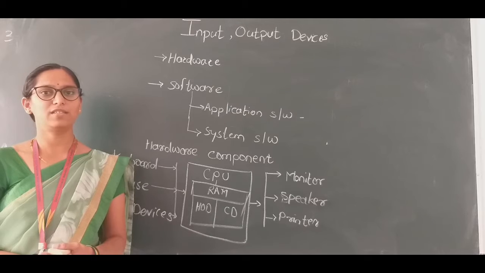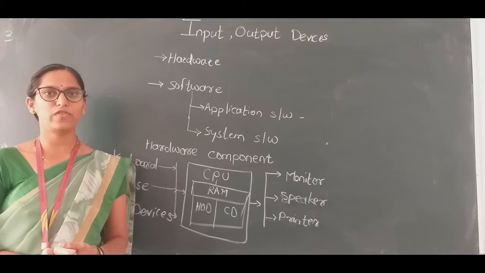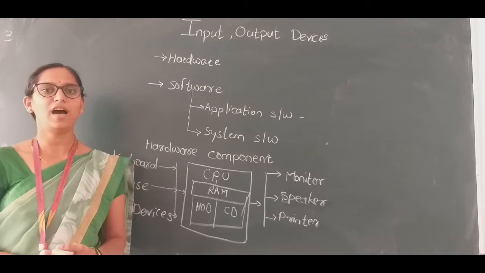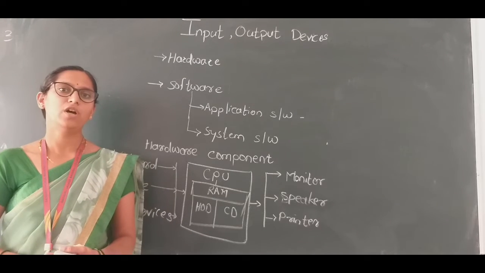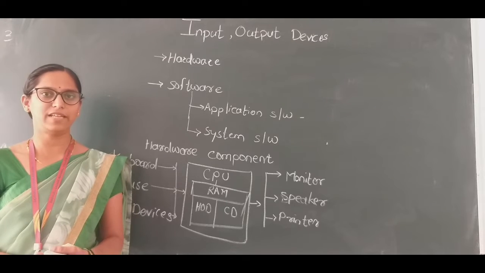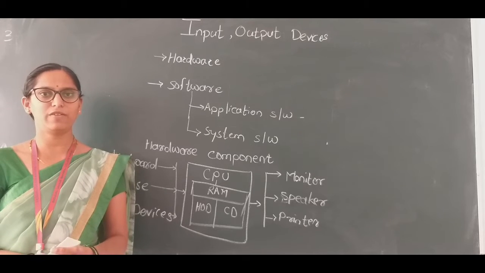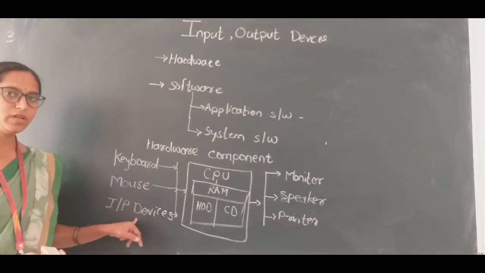Now we are going to start hardware and software. Why? Because a computer or a system is a collection of different hardware, and the input and output devices are included under hardware. The different hardware components are used to give instructions and take the proper output, with output devices and input devices. Okay. Some hardware components are keyboard, mouse and input output devices.